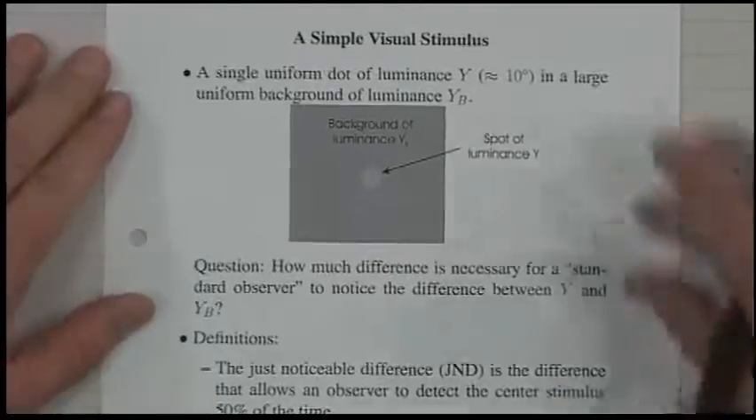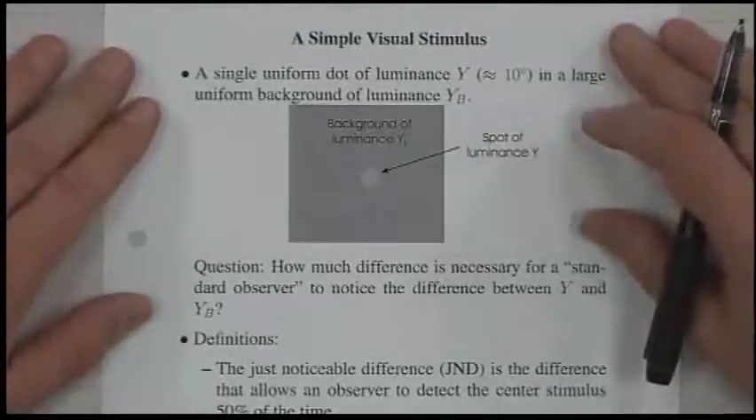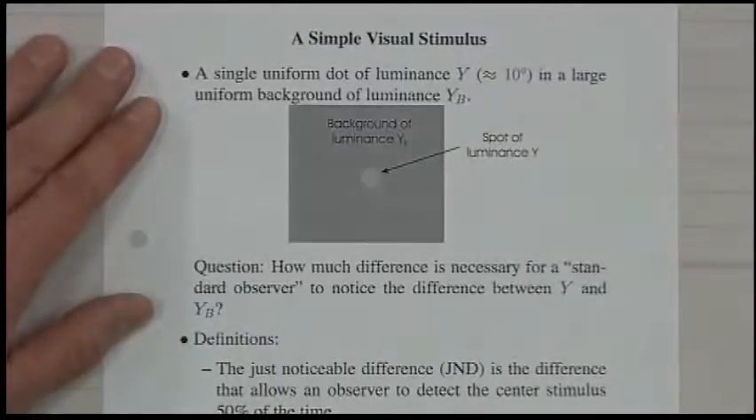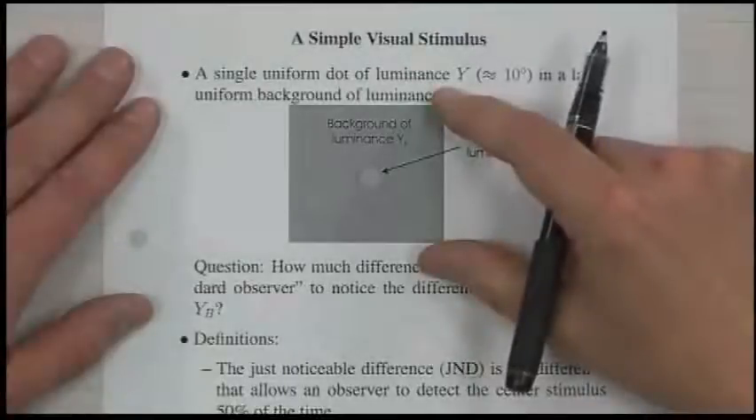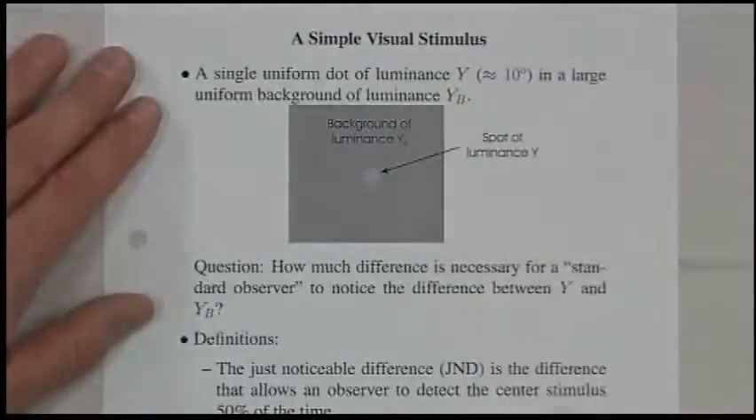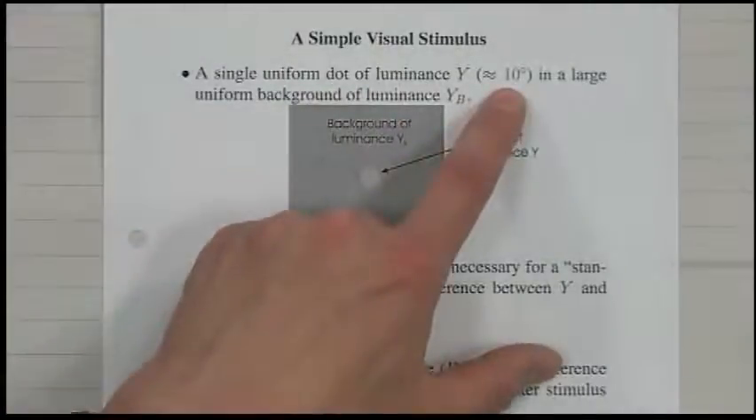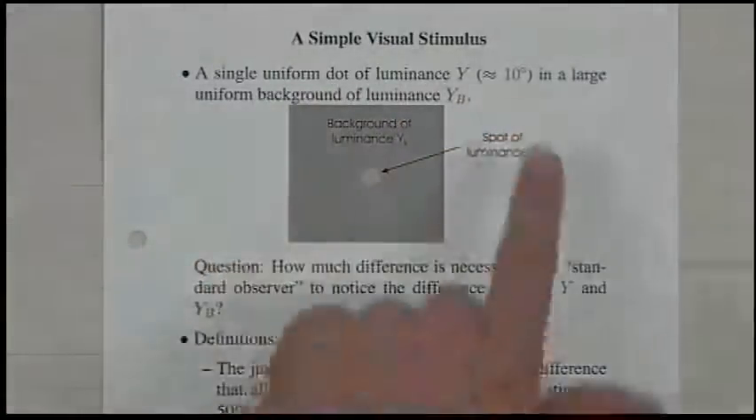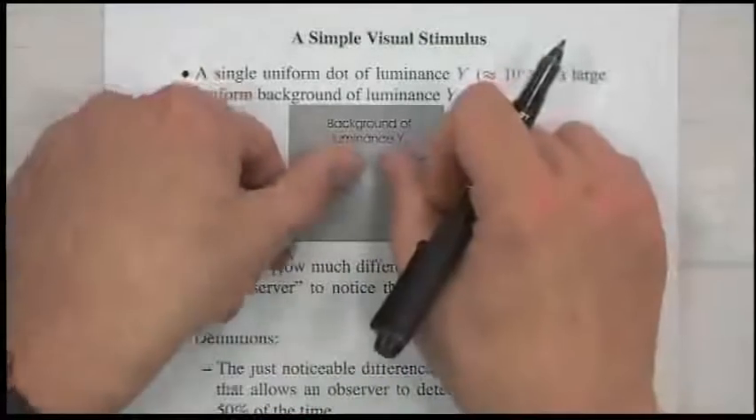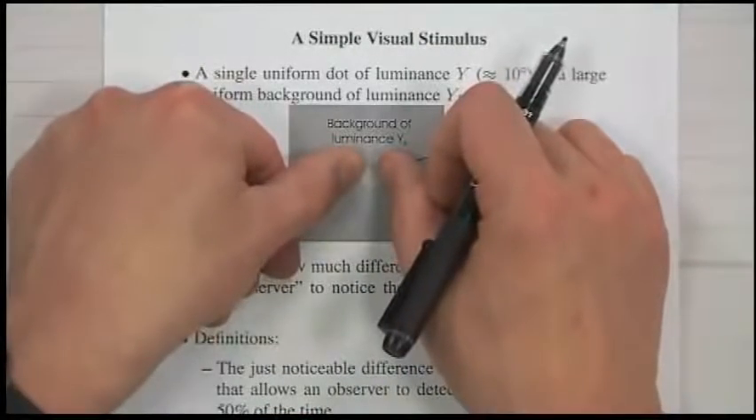In the Gedanken experiment, we imagine the following thing. We have a single dot of some luminance, say 10, oh no, I'm sorry, it's 10 degrees. So a sub 10 is 10 degrees. The dot is sufficiently large that we have no difficulty seeing it.